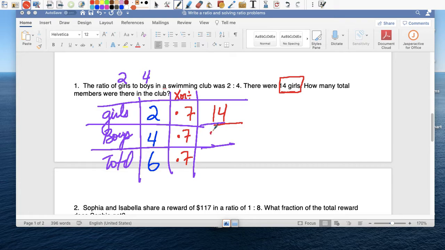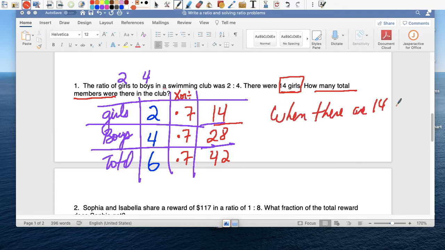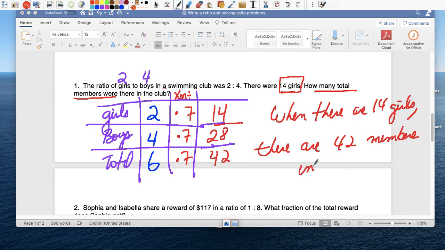4 times 7 is 28. And 6 times 7 is 42. So 14 más 28 is 42. 6 times 7 is 42. So it's asking you how many total people hay en el club. ¿Cuántas personas hay en el club? How many people are in the club when there's 14 girls? When there are 14 girls, there are 42 members in total. Van a tener 42 en total.